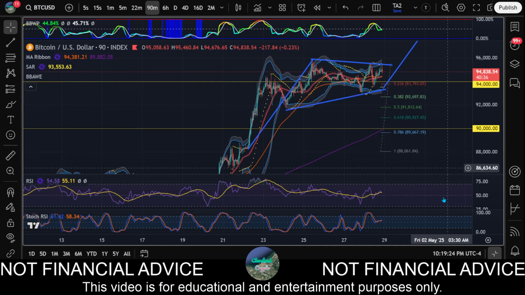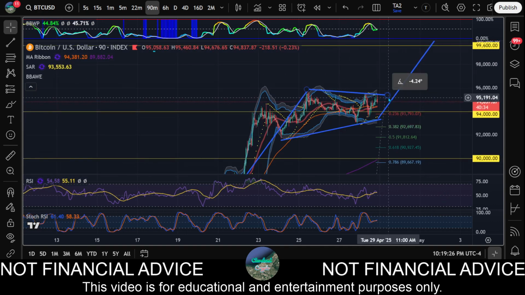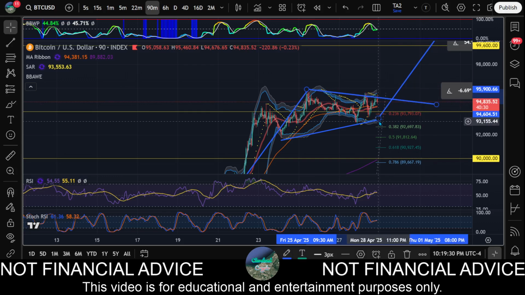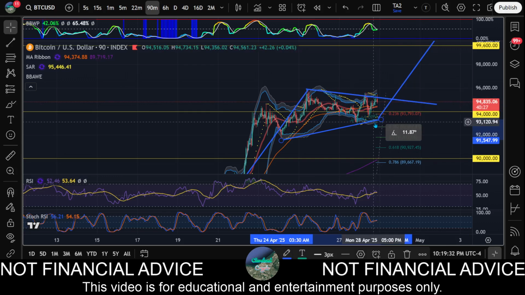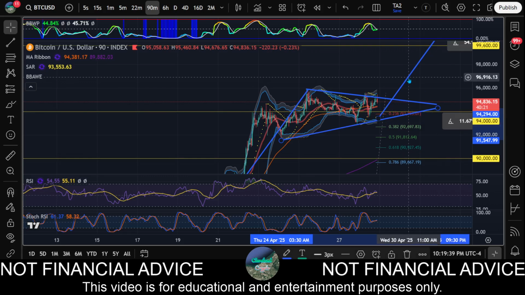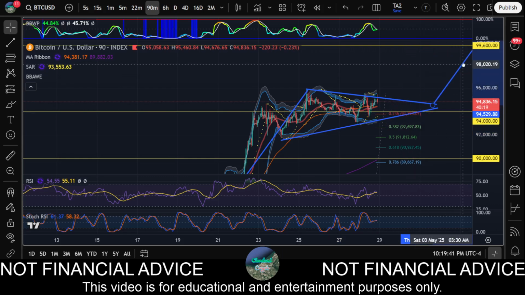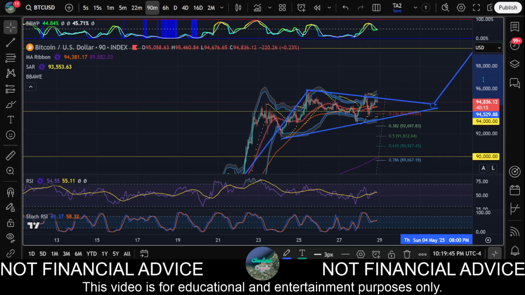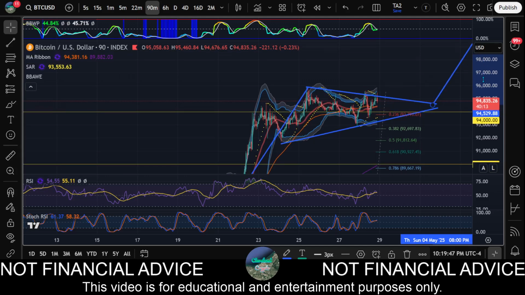And symmetrical triangles tend to break down. They're supposed to be a 50-50 pattern, but they do tend to break down. But that is our move. That's what we're looking for. Actually, 102 from that.